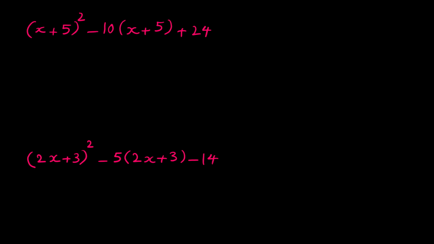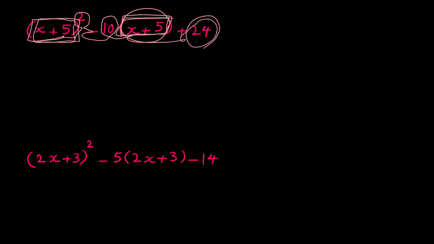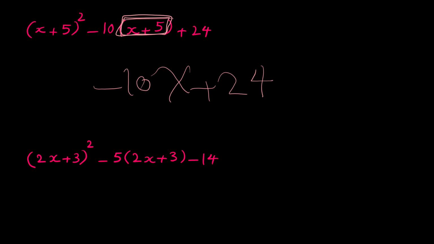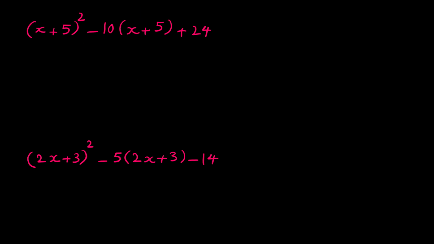If you pay attention, for a moment, consider these as a box. So we have a box to the 2 minus 10 box plus 24. So this is like x to the 2 minus 10x plus 24. So this is similar to the trinomial. If we name this bracket A for ourselves, because when we look at this bracket, this is a little confusing, this expression is like A to the 2 minus 10A plus 24.